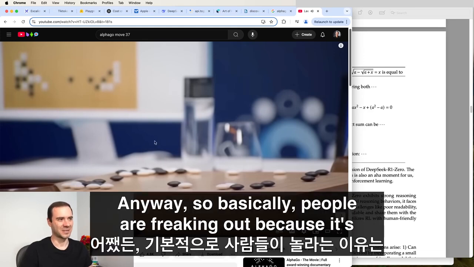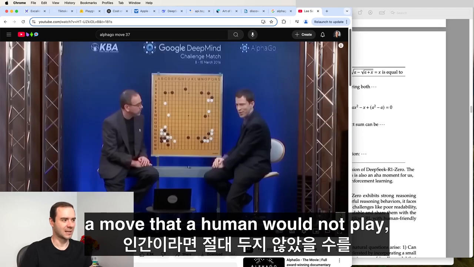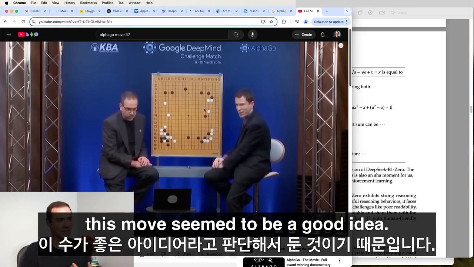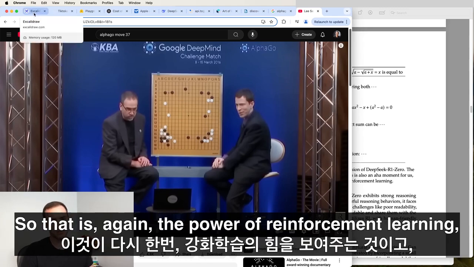Anyway, people are freaking out because it's a move that a human would not play, that AlphaGo played because in its training, this move seemed to be a good idea. It just happens not to be the kind of thing that humans would do. And that is, again, the power of reinforcement learning.